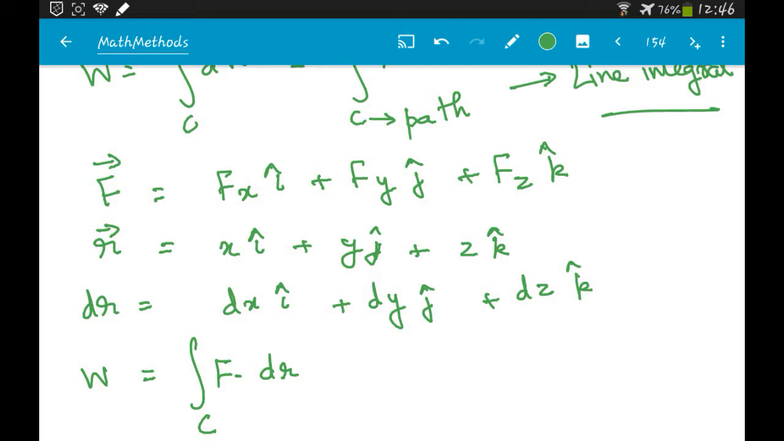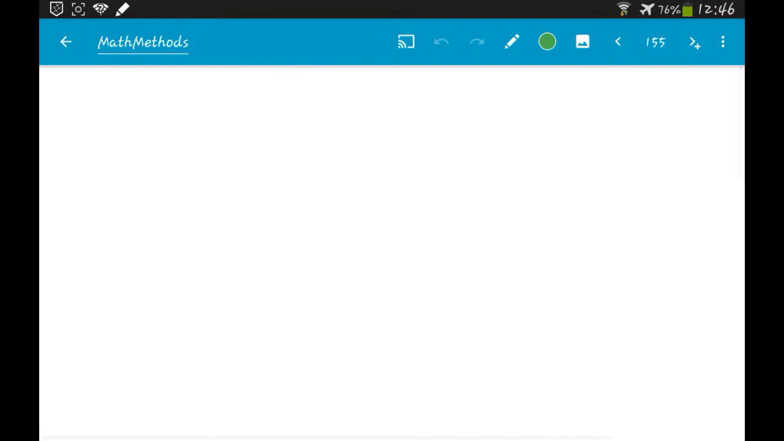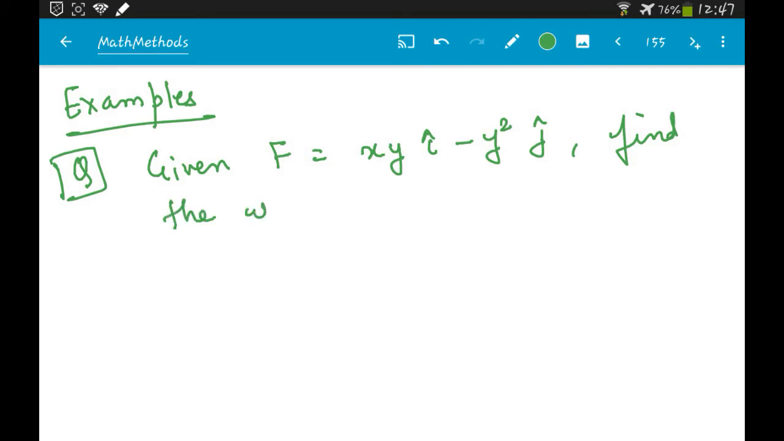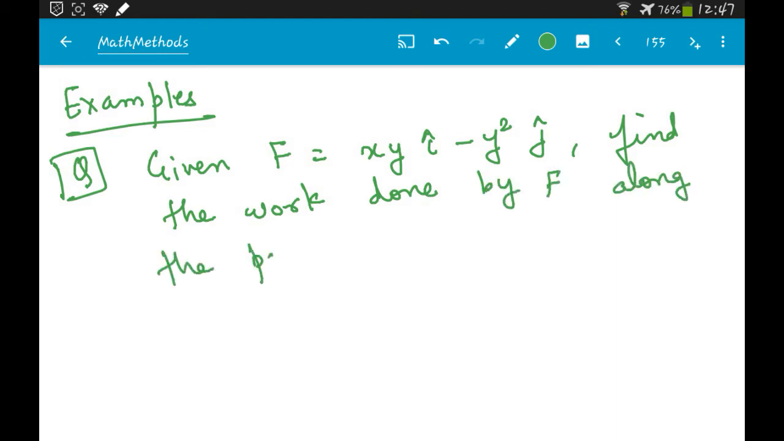Now let's look at examples and see how we can calculate the work done for different paths. The first question is: given F equals xy i minus y square j, find the work done by F along the paths indicated in the figure.